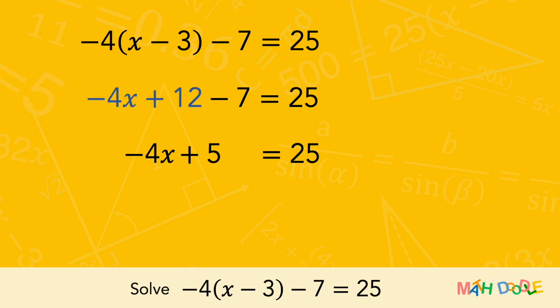Now, we are going to rewrite the equation so that the left side of the equation has only x. To do this, let's first eliminate 5 on the left side of the equation. So, we are going to subtract 5 from both sides of the equation.